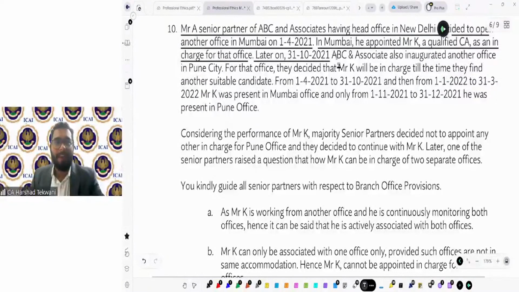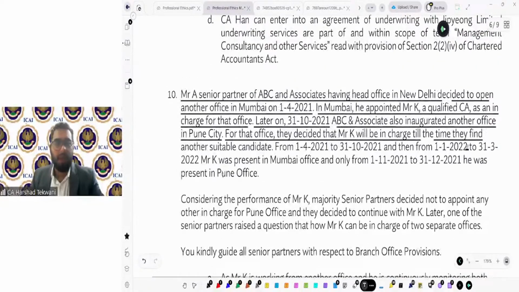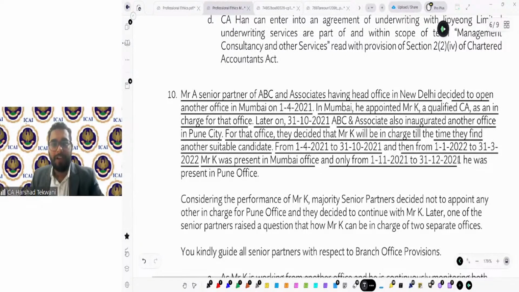Later on 30/10/2021, ABC and Associates also inaugurated another office in Pune city. For that office, they decided that Mr. K will be in charge till the time they find another suitable candidate. From 1/4/2021 to 31/10/2021, and then from 1/1/2022 to 31/3/2022, Mr. K was present in Mumbai office, and only from 1/11/21 to 31/12/21 he was present in Pune office.